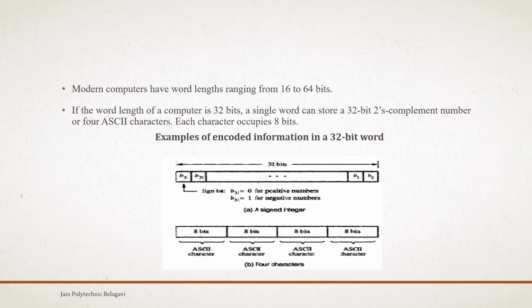Suppose the word length of the computer is 32 bits, which means 4 bytes. A single word can store a 32-bit 2's complement number or 4 ASCII characters. Here each character occupies 8 bits. Suppose there are 4 characters; as I told, they are converted into ASCII characters. Each character will be stored in the form of 8 bits. So in total it will be 32 bits. This entire thing is called a single word.